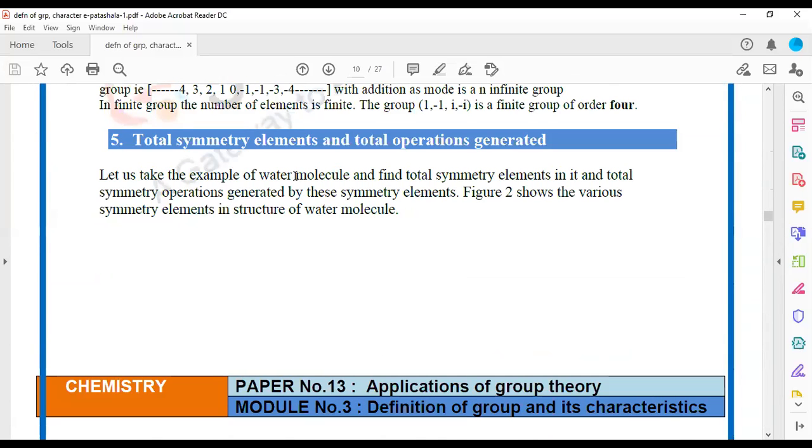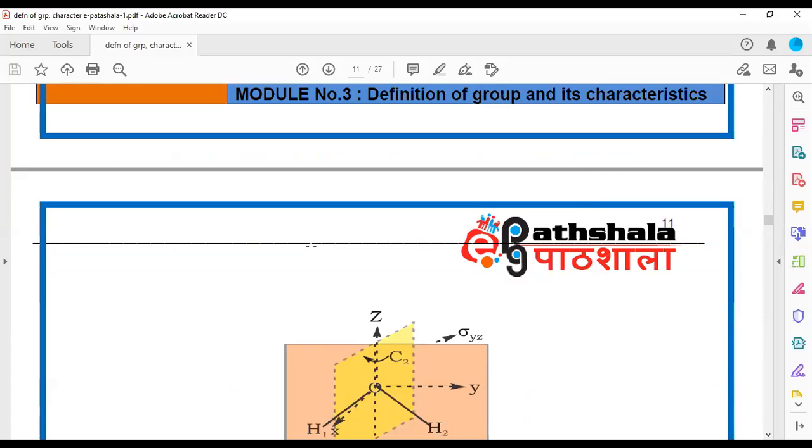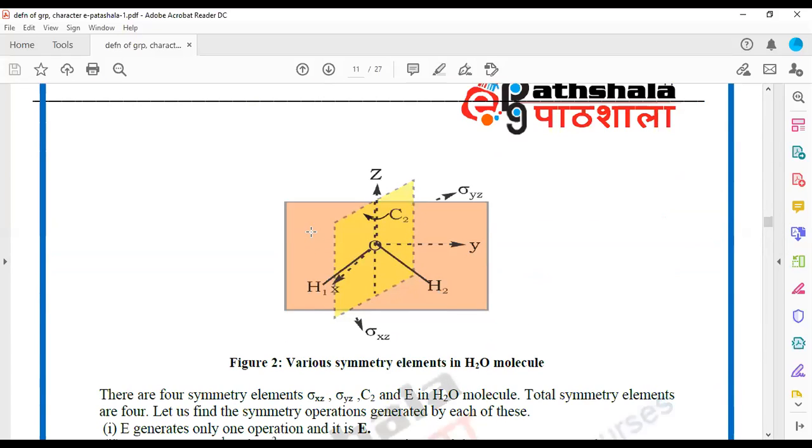Now we will see, take the example of the water molecule. The total symmetry elements in it are 4, as well as the operations are also 4. So the order of this point group is 4. Now take this example, you can see here clearly. I have oxygen and the 2 hydrogen atoms, H1 and H2.